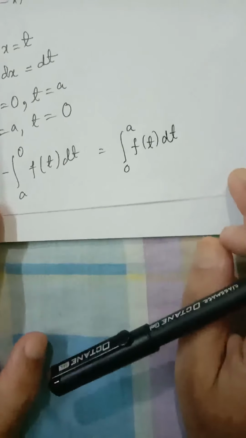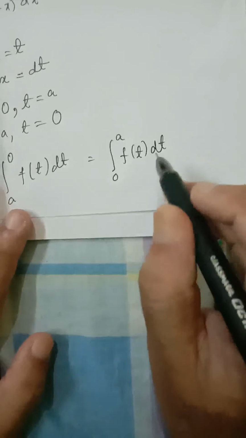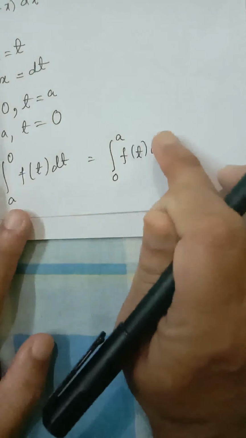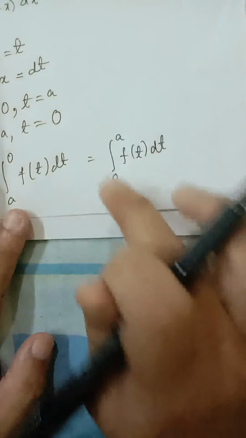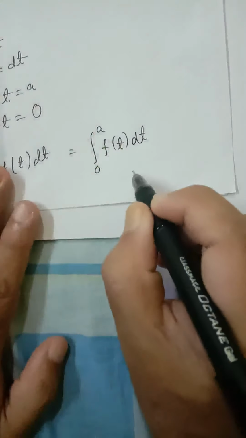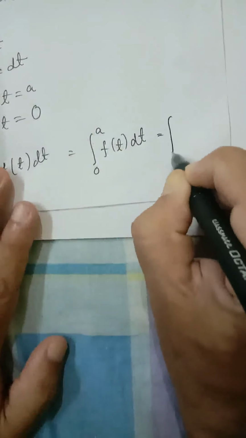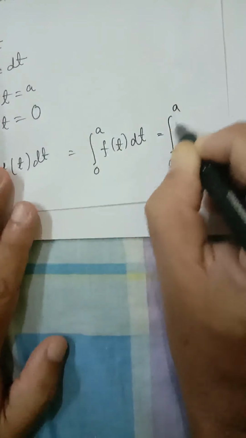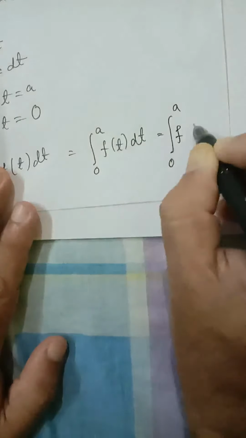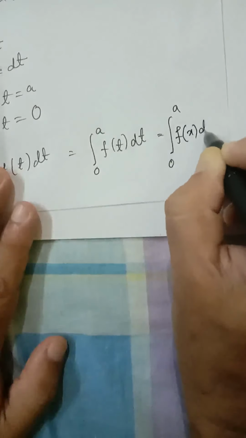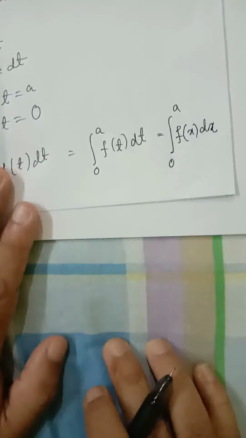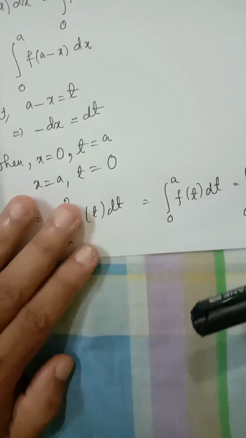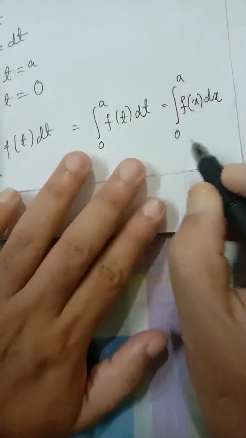Next, now we will use property number 1. What is property number 1? If we change the variable only, keeping the form unchanged, keeping the limits, upper and lower limit, unchanged, the value of the integral will be the same. So 0 to a, we will just change the variable from t to x, 0 to a f(x) dx. So what we have proved: integration of 0 to a f(a minus x) dx is equal to 0 to a f(x) dx.